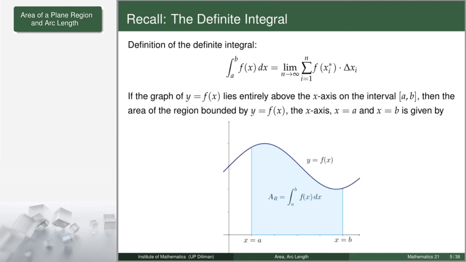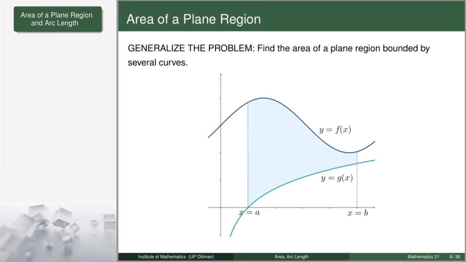Now, the question is, what will happen if I have y equal to f of x at the top, but the bottom part does not lie on the x-axis? For example, this case. So you will see this is now an area not just below y equal to f of x, but also above y equal to g of x. For this case, we can still use the technique of partitioning our area into rectangles and then getting its limit, but there will be some changes.